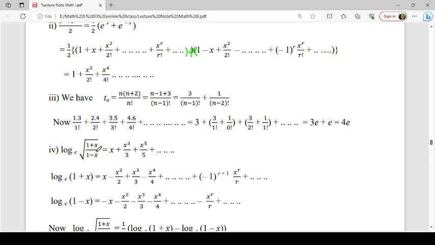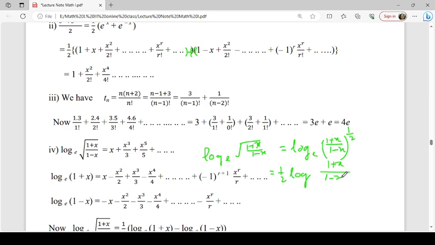So this is the logarithmic series. Logarithmic, it is 1 plus x minus 1 by x root over, means what? It is root over 1 plus x by 1 minus x. The log e means log with base e, it is 1 plus x by 1 minus x whole to the power half. So this half comes as coefficient. So this is equal to half, then log of 1 plus x by 1 minus x to the base e.